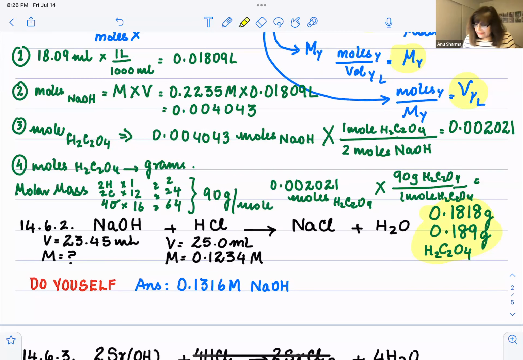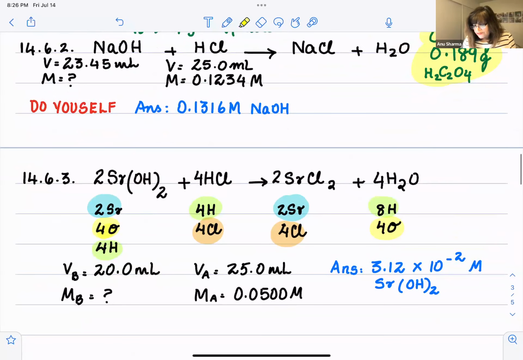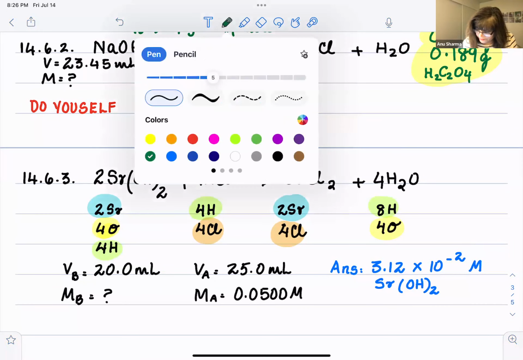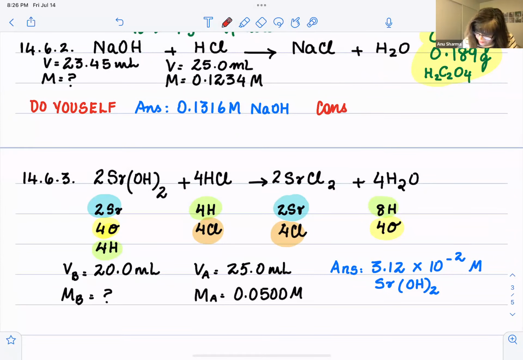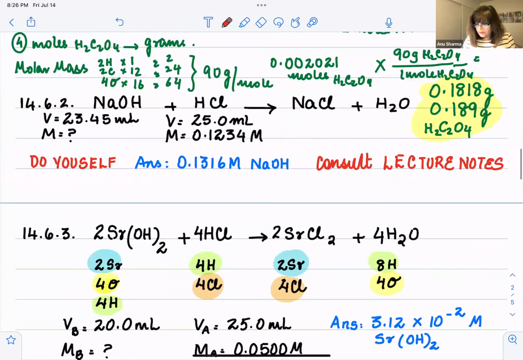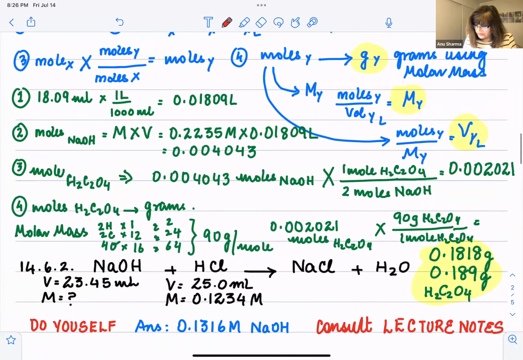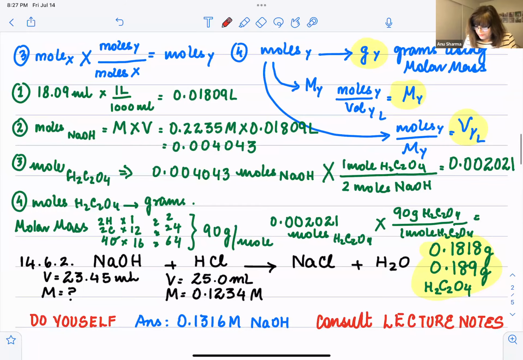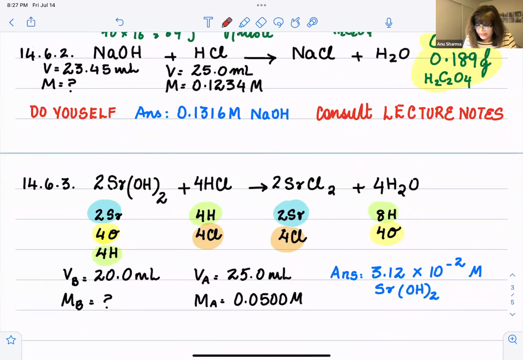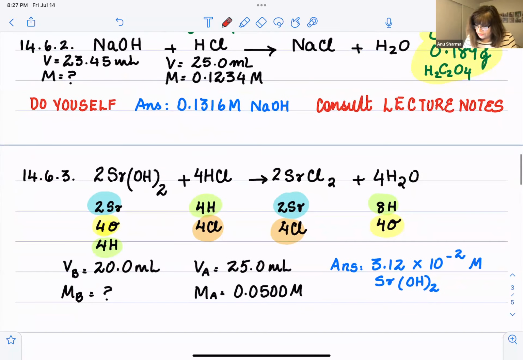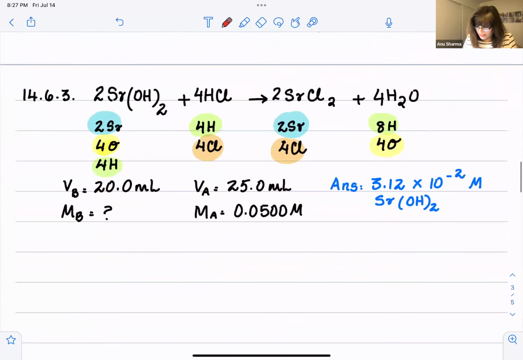So next problem is the problem of NaOH and HCl. I have covered much of this type of example, so consult the lecture notes. It's exactly the same process, all steps the same, except the last one, where we are not doing grams to moles. Here you need to find a molarity, so you use the moles over the given volume. You are given the volume of NaOH, so once you get the moles, divide by 23.45 milliliters, and that will give you the answer. Consult the lecture notes for more specifics. But let's look at this one.